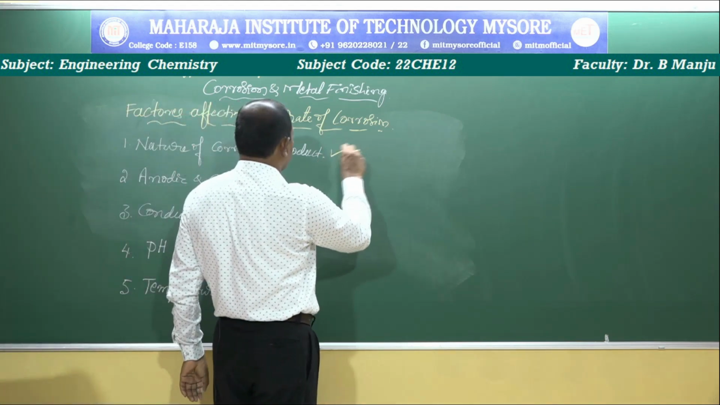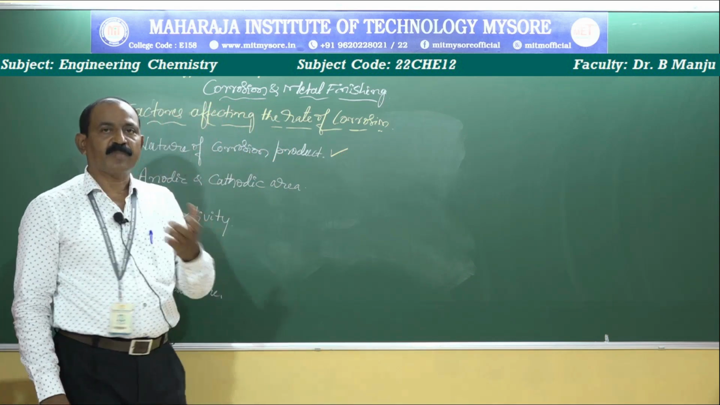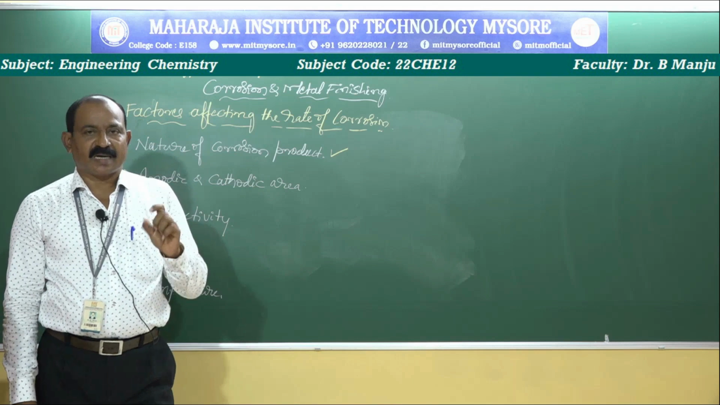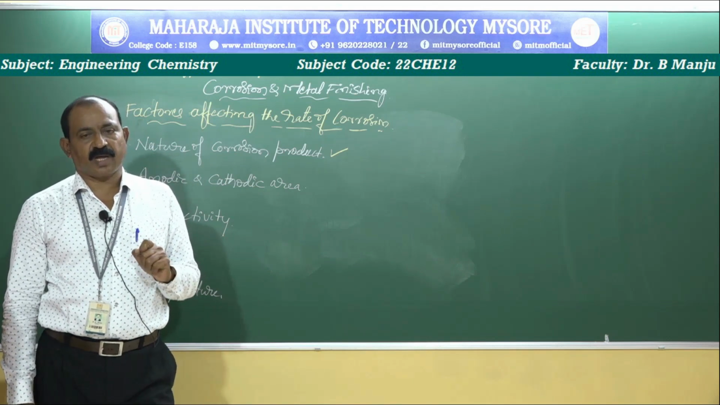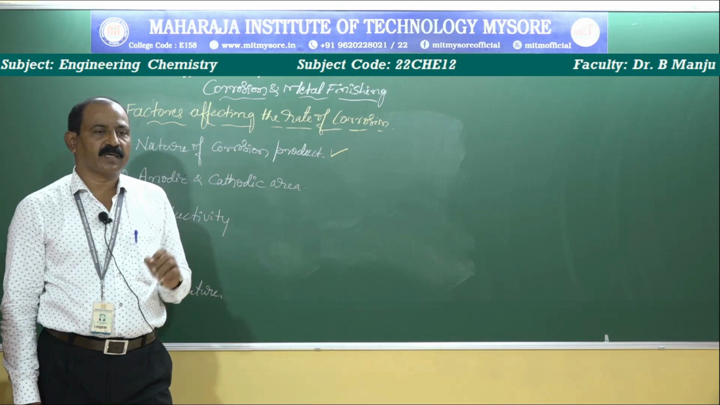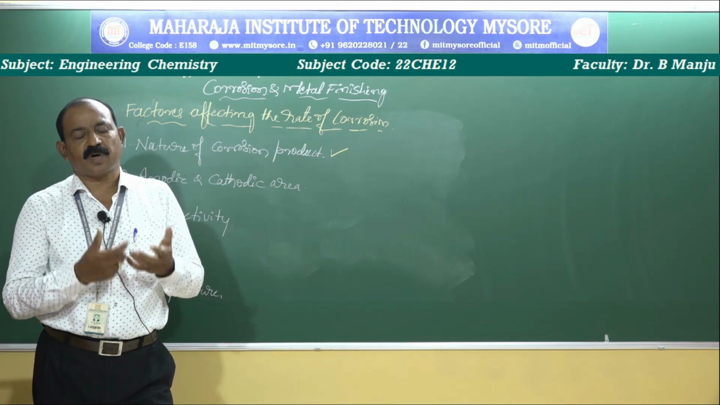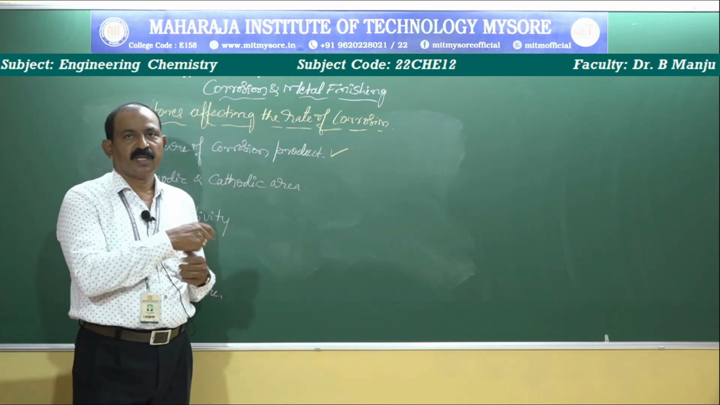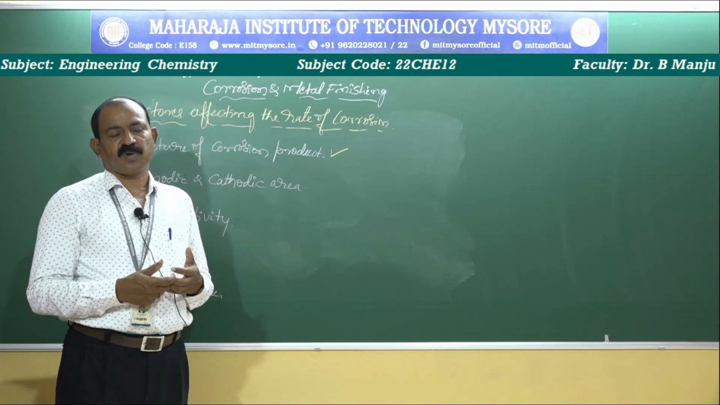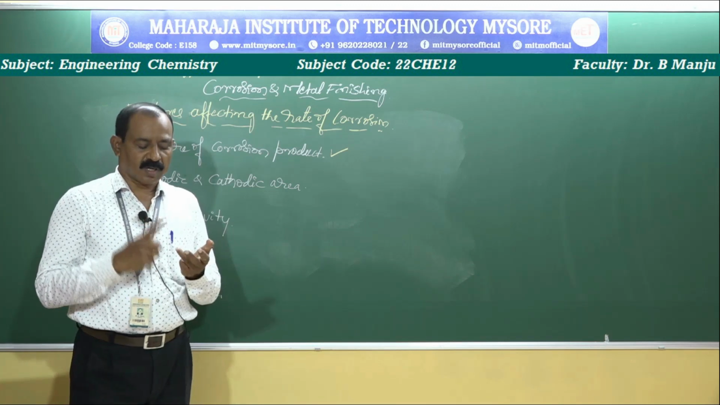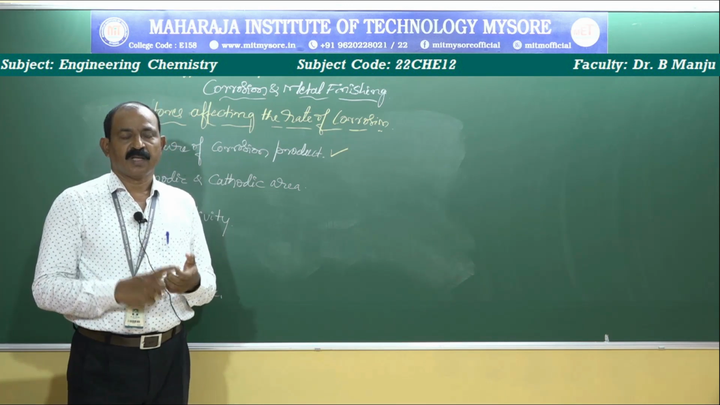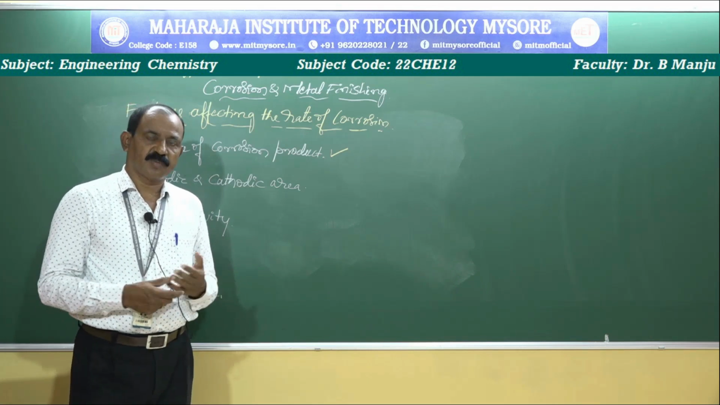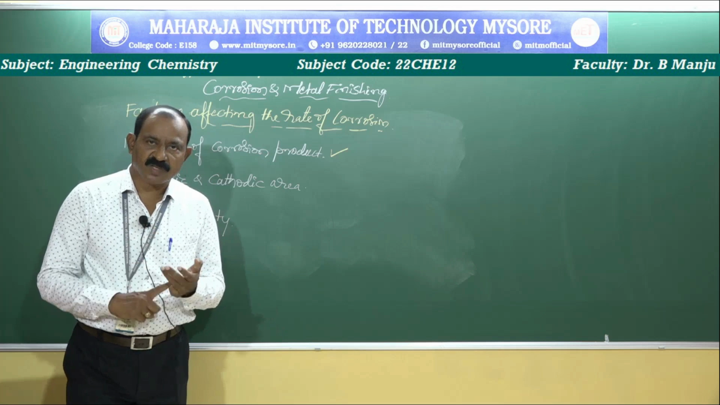First one is nature of corrosion product. What is the primary product of corrosion? The primary product of corrosion is rust. Now rust is the primary product, in the form of ore, because all the metals try to get back to their original state. What is the natural form of metals? Either oxide, carbonate, bicarbonate or sulfide. These are the natural forms in which metals are available in the earth crust. Most of the metals are available in the earth crust in the form of oxide.